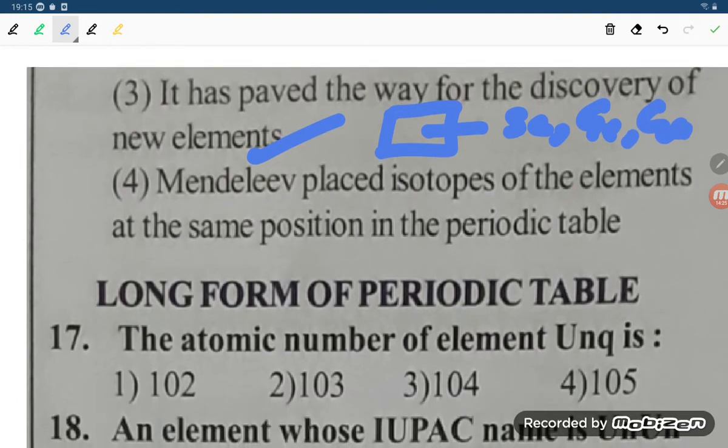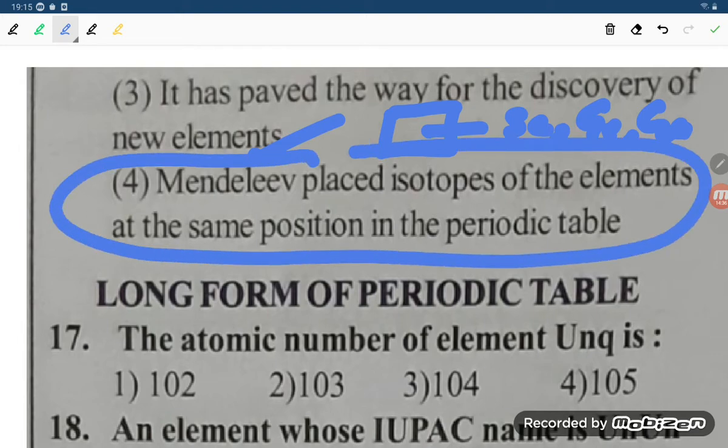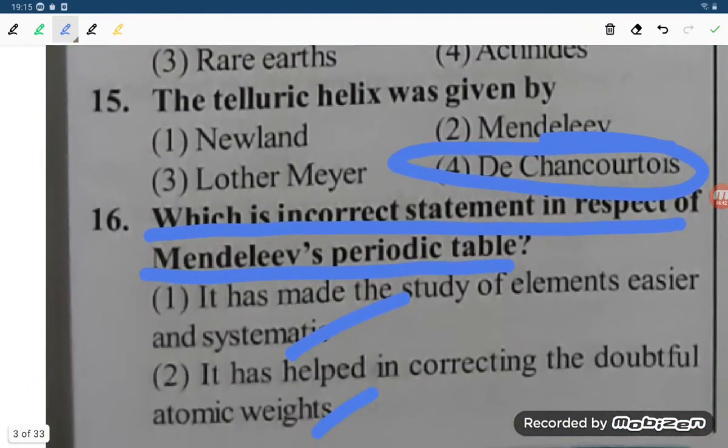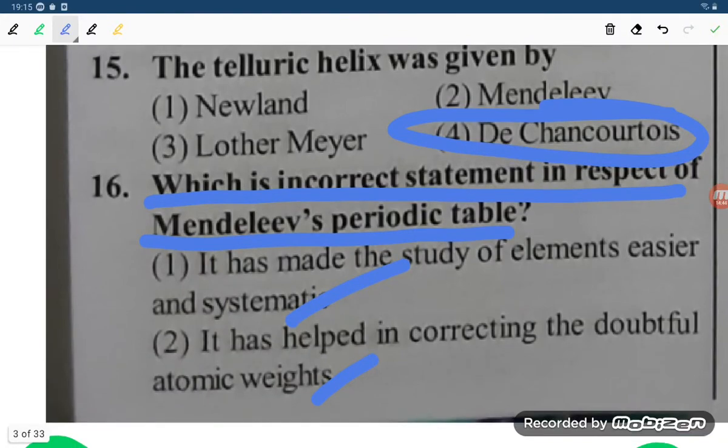Now the fourth option: Mendeleev placed isotopes of the element at the same position in the periodic table. Okay, isotopes, so this is the failure. Why did he keep all the isotopes in the same place? That is the failure. You can read the question again: which is the incorrect statement with respect to Mendeleev's periodic table.